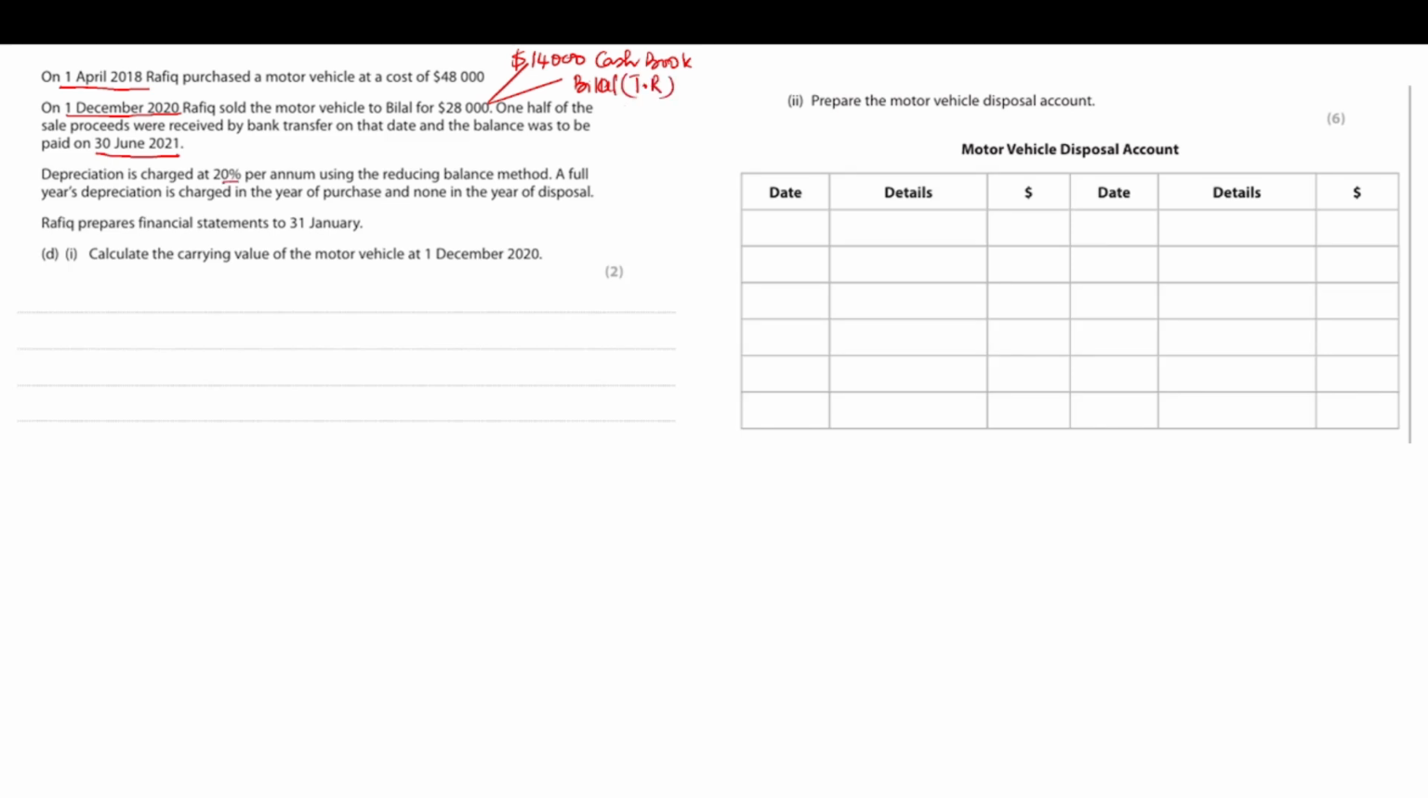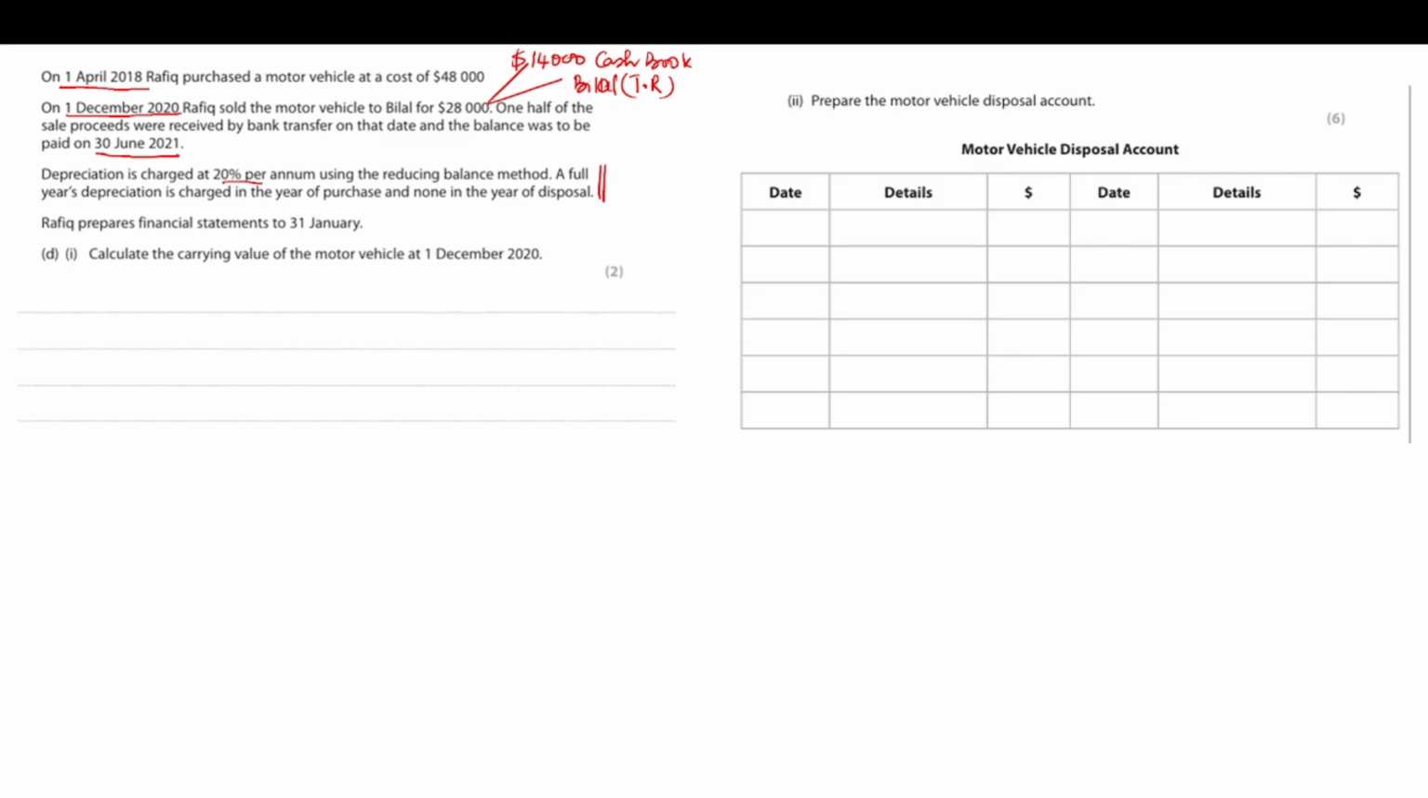Depreciation is charged at 20% per annum using the reducing balance method. A full year's depreciation is charged in the year of purchase and none in the year of disposal. So this is always there. That means in the year of purchase, even if only one day is left, we charge a full year's depreciation. And any time during the year of sale, there is no depreciation to be charged.